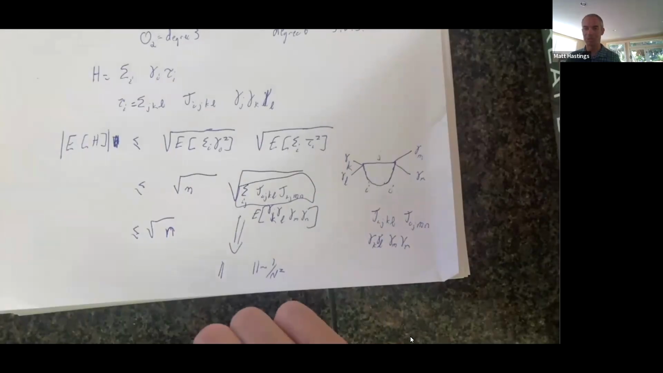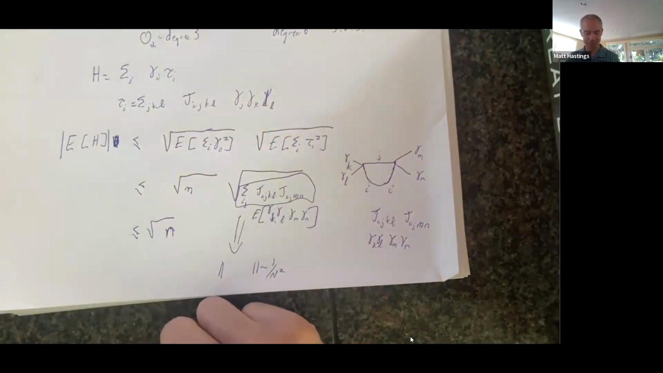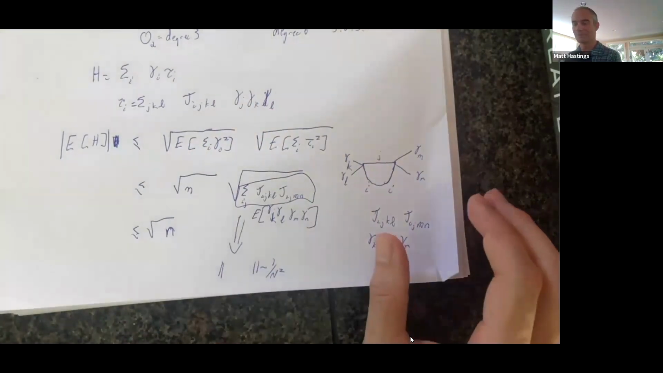Questions up to this point? This was probably the most technical math part of this. So this gives classical witnesses that bound the ground state energy. It gives an alternate proof that with high probability, the ground state energy is at most order square root n in absolute value. No questions? No. Okay.